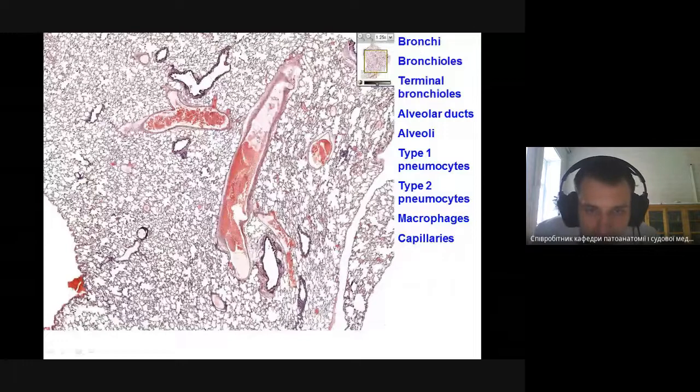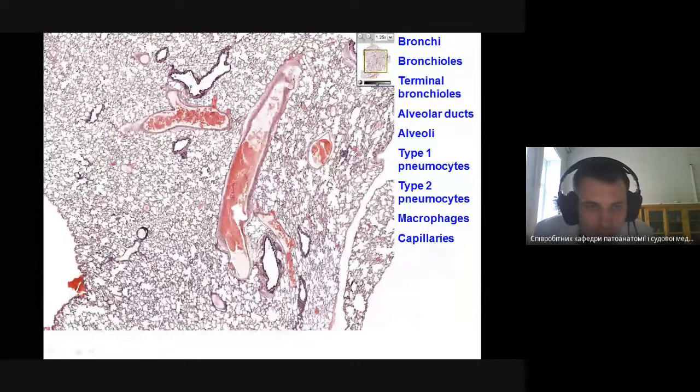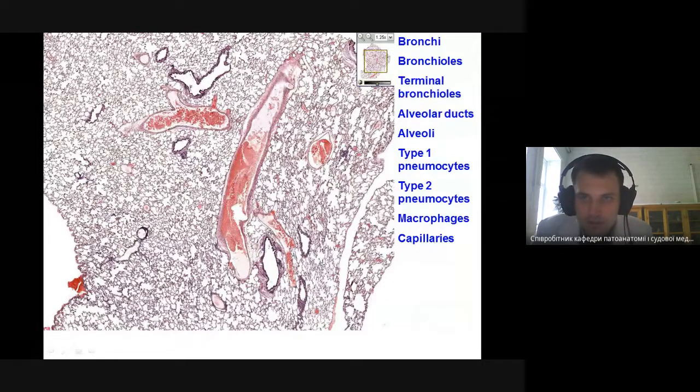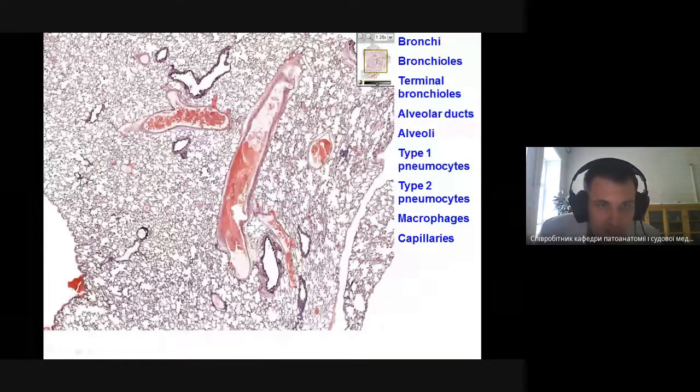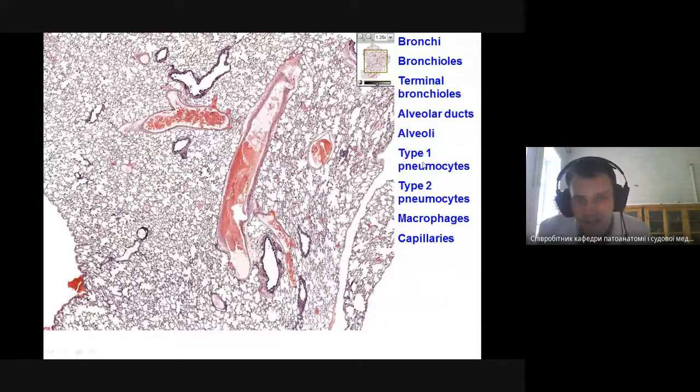Bronchi. Again, I can show you some bronchi there with no blood. Bronchioles, the smallest bronchi. Terminal bronchioles are even smaller, like this one. Alveolar ducts, so long spaces with air. Alveoli there. So a lot of them, probably billions of alveoli in any lung.